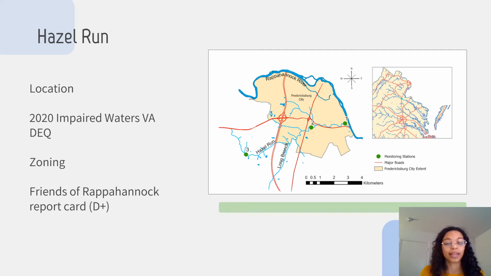Its worst grade, an F, was in land use because of these impervious layers. So that makes Hazel Run a great place to conduct a study because of all of the concerns surrounding it and its location.